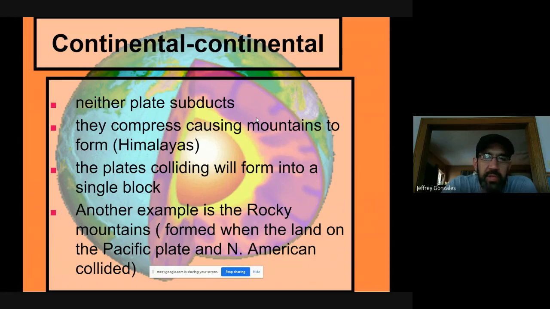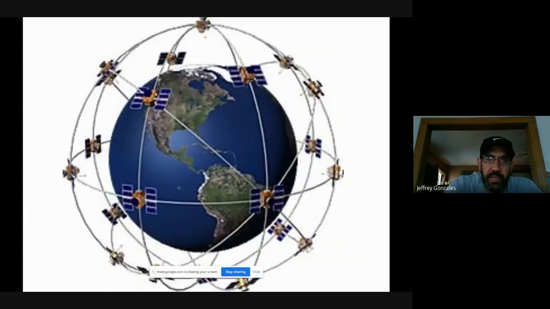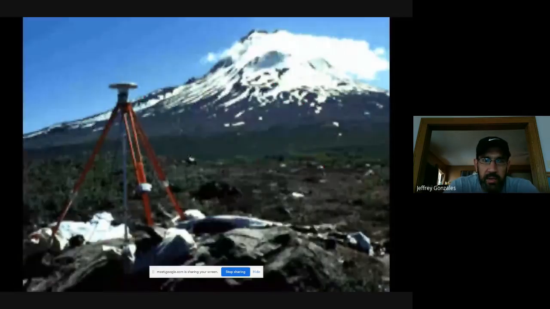All right, now, how do we know that these plates are moving? That's really the last question, okay? So scientists basically use GPS to track plate motion, just like they would track the motion of your car, if your car has GPS. What happens is scientists put these little things, I'll show you, that's right here, into the ground. And this is basically like a GPS receiver.